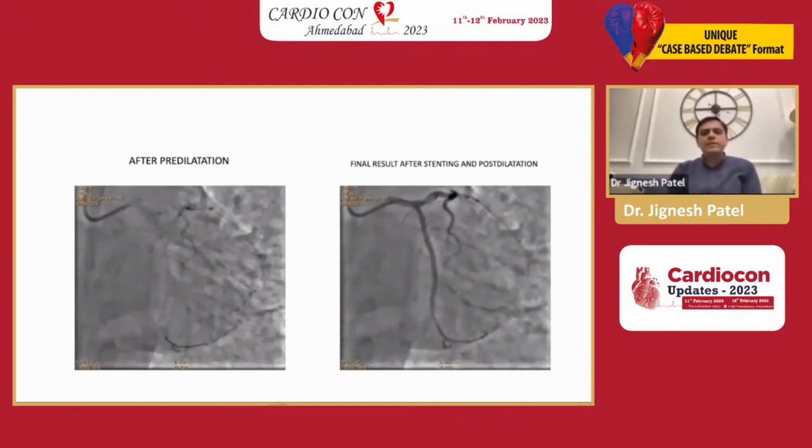We did a follow-up of this patient after 6 months. We did a 2D echo 6 months after the PCI, and we showed that ejection fraction improved from 25% to moderate LV dysfunction. When I last did a follow-up of this patient, ejection fraction was around 40 to 45. So after doing a CTO lesion, there was a significant improvement in the ejection fraction as well.